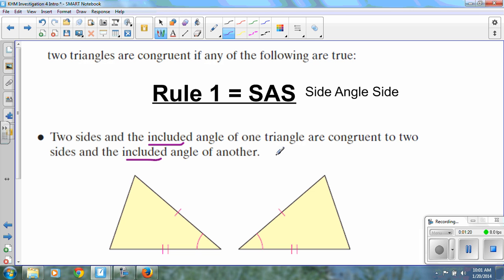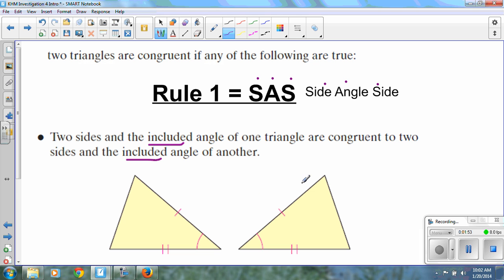One of our first rules is called side, angle, side, and we like to abbreviate it as SAS. We like abbreviations in math. You can see the definition on your page here. It says two sides and the included angle of one triangle are congruent to two sides and the included angle of another. What does that mean?